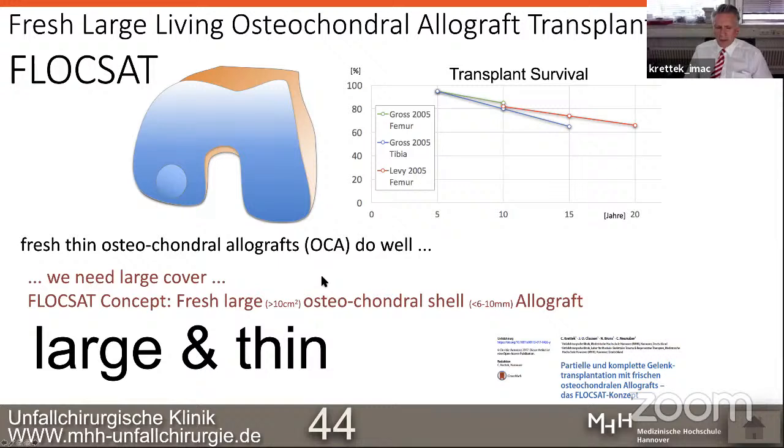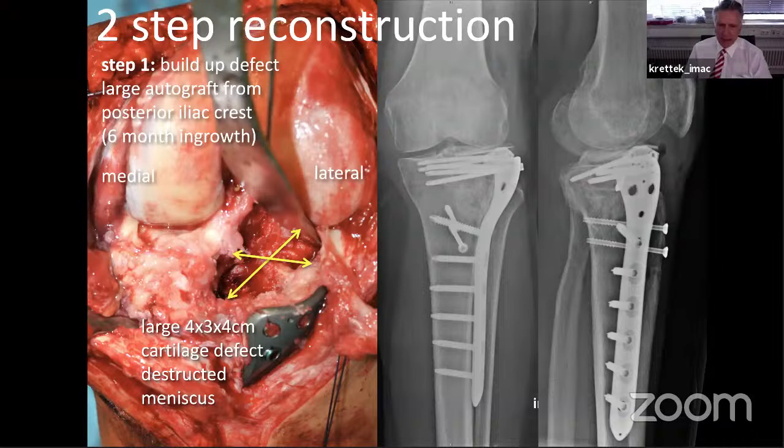But in many trauma situations, we need larger cover. So we developed this Floxat concept, fresh, large osteochondral shell allograft transplants. And this is something I would like to highlight here based on this clinical case. So Irmgard has this large defect, and step number 1 of the 2-step reconstruction was to build up the defect with a large autograft from the posterior iliac crest and let it go for 6 months to have ingrowth. And we overstuffed it in order to really fill the defect.